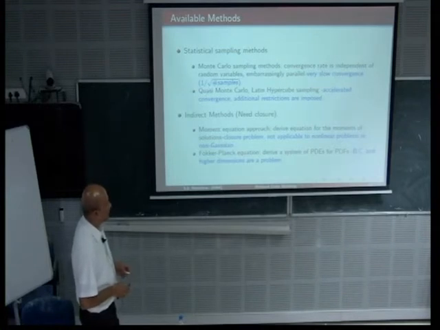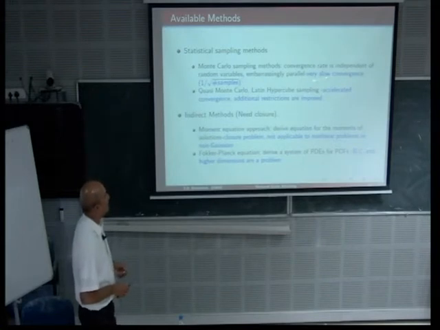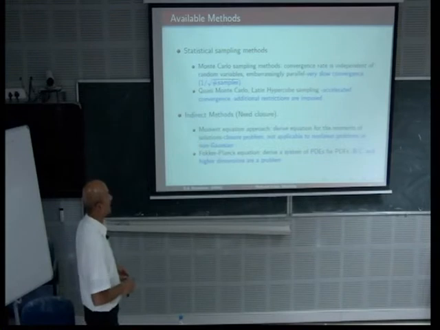Its convergence rate is independent of the number of random variables. It is embarrassingly parallel. That means it's super parallel. But its convergence is very slow. Convergence rate is proportional to 1 over square root of number of samples.